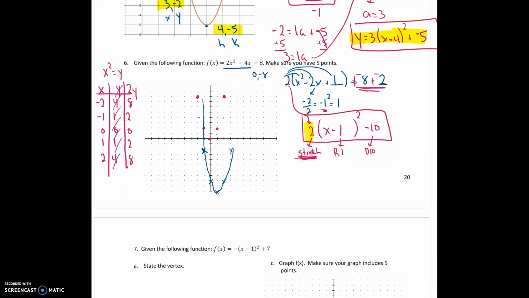Remember, there is always an axis of symmetry going right through the vertex. This axis of symmetry, even though I didn't ask, is x = 1. Okay, let's go on to the next one. So I'm going to be skipping 7. I'm going to go to 8.